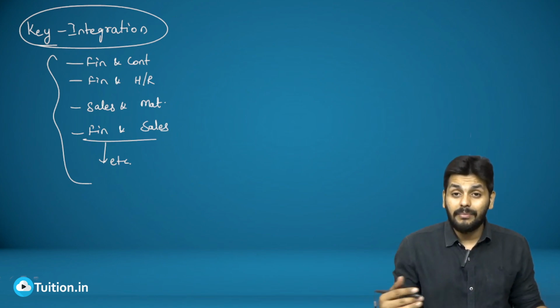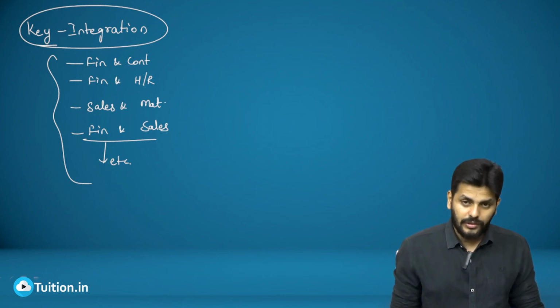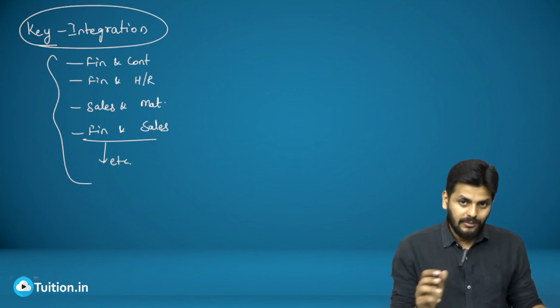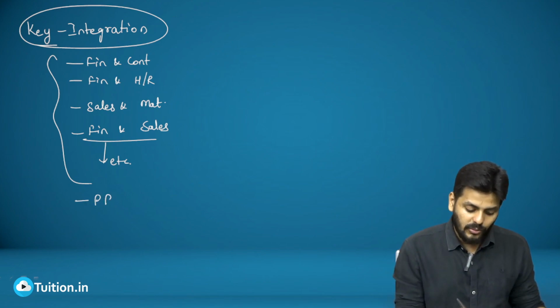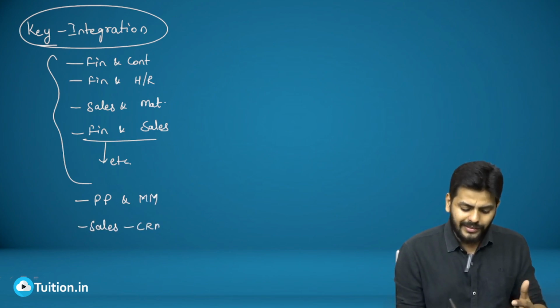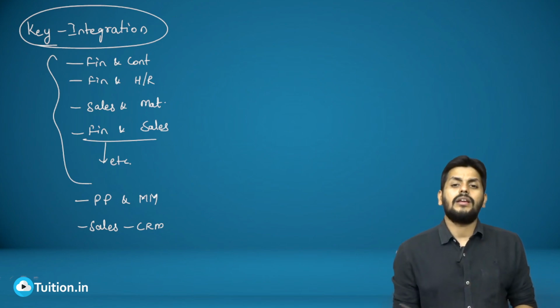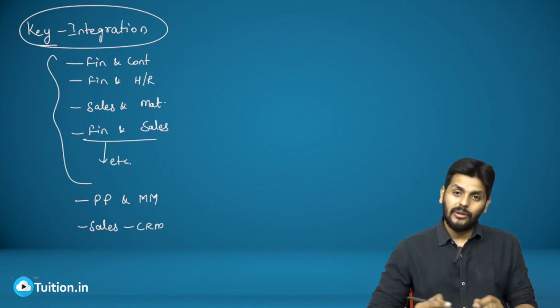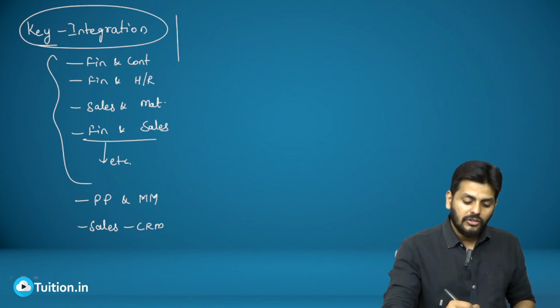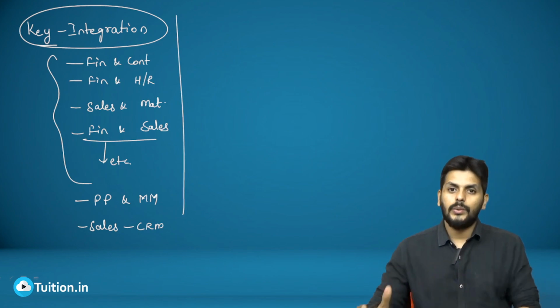And then the plant maintenance module is connected to the production planning module. The production planning module is connected to the material management module, and then the sales module is connected to the CRM module. This list is endless, guys. You can keep on writing, but just in case they ask you in the exam what the key integration points are, just make sure to write which module is integrated with which other module.